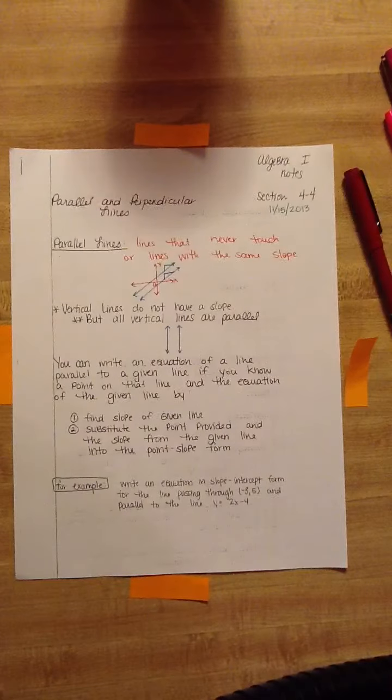You can write an equation of a line parallel to a given line if you know a point on the other line and the equation of the given line. 1, find the slope of the given line, 2, substitute the point provided and the slope from the given line into the point slope form. That was a lot of mixed words that probably didn't mean a whole lot.